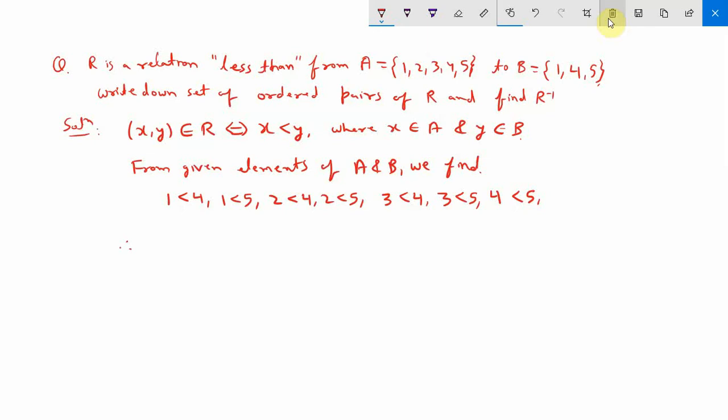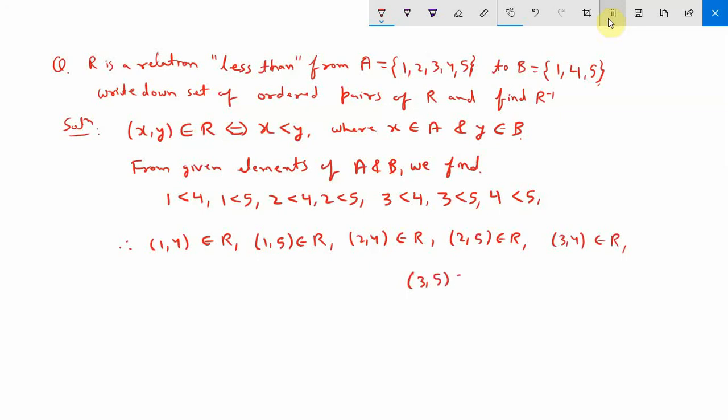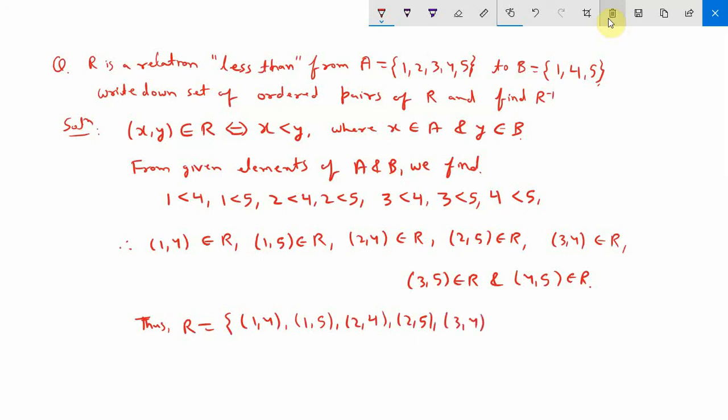Okay. So these are the possibilities. So ordered pair (1, 4) is an element of R. Similarly, we can write (1, 5) is also an element of R. Then (2, 4) is an element of R. (2, 5) is an element of R. (3, 4) is an element of R. Then (3, 5) is also an element of R. And (4, 5) is an element of R. So in set form, we can write R is equal to {(1, 4), (1, 5), (2, 4), (2, 5), (3, 4), (3, 5), (4, 5)}.